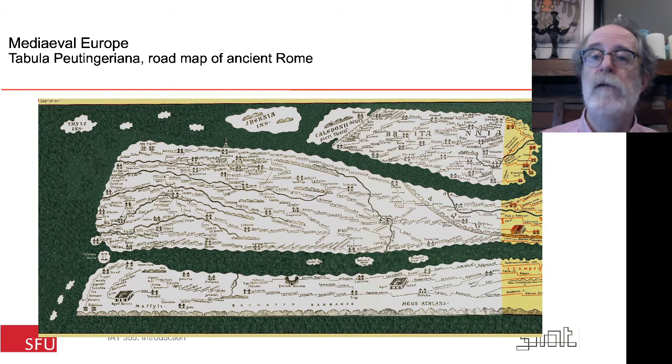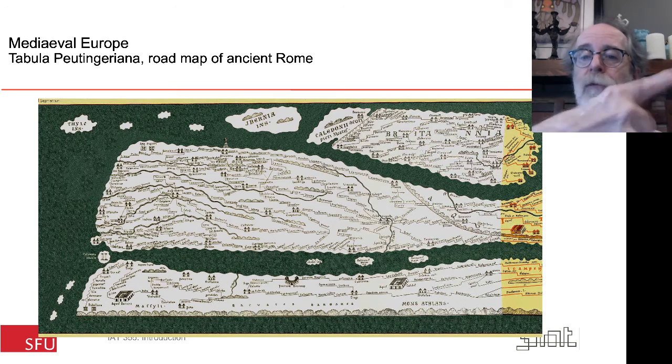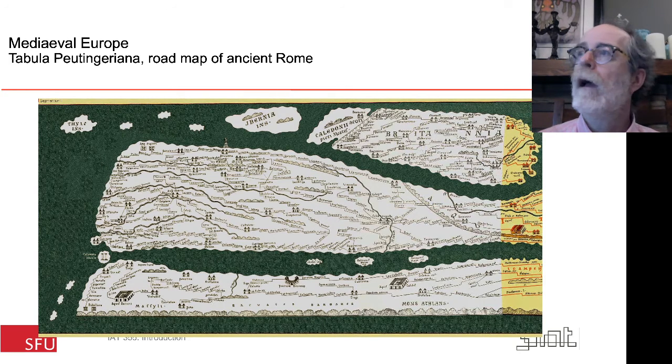You can see that, sorry, I'm pointing the wrong way. Just in the upper right-hand corner here, you can see that is labeled Britannia, and to the left of that is another thing that is unexplored except for the presence of two mountains. That's Hibernia, also known as Ireland. And on the bottom there, this is North Africa, Morocco, essentially.